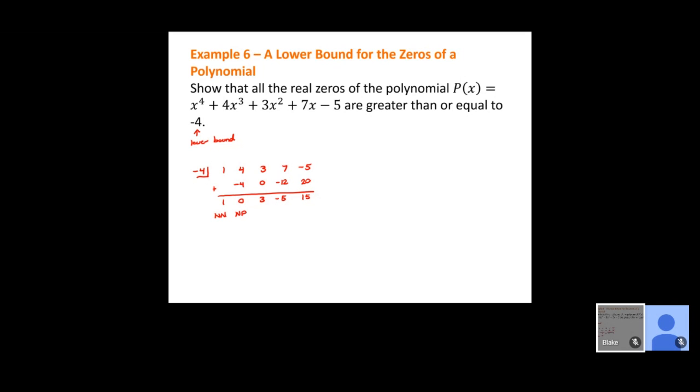You can label it whichever you want, right? So however you're trying to use it, it could be either one. Now 3 is a non-negative. Negative 5 is non-positive. And 15 is non-negative. So now we have alternating non-negative, non-positive. That tells us that this is a lower bound, and therefore all of our zeros have to be bigger than negative 4.